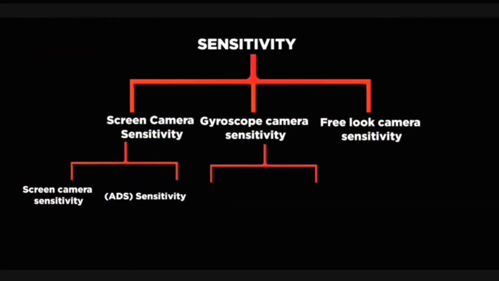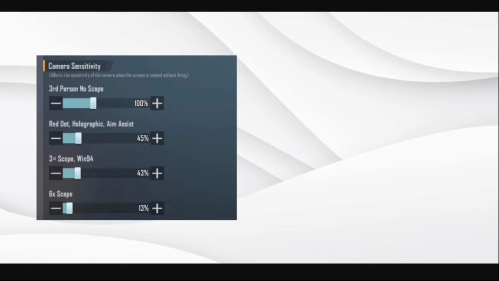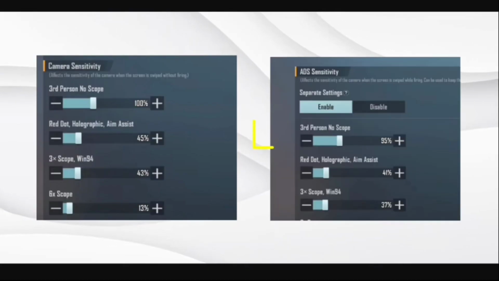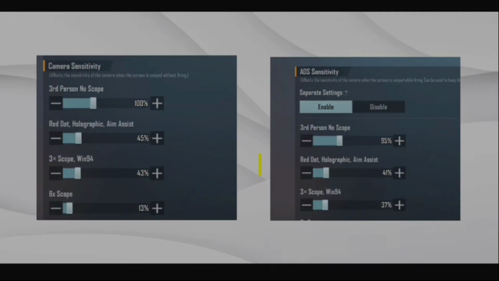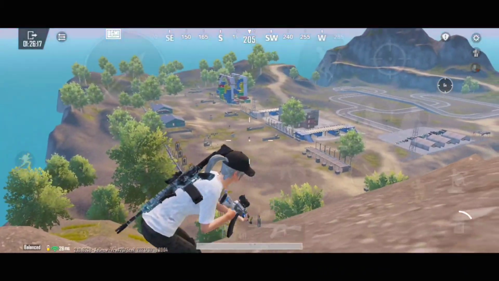For non-gyroscope, your ADS sensitivity should be less than camera sensitivity. This is screen camera sensitivity, and this is ADS sensitivity. I have aligned the non-gyroscope sensitivity in the proper way by considering that important point, but you should remember it if you want to make changes.